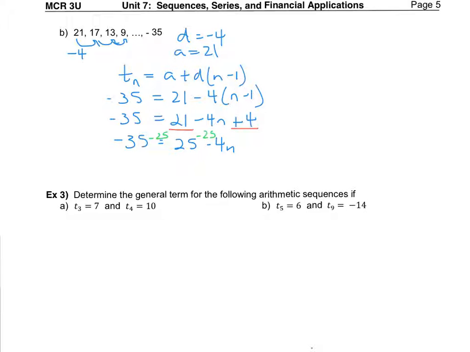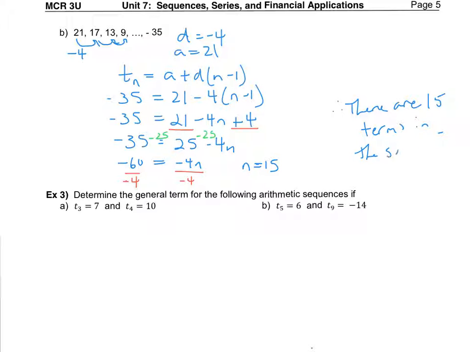-35 take away 25 is -60. That's equal to -4n. And then to get n by itself, divide both sides by -4. N should equal +15. So there's going to be 15 terms. Now, if it's a true sequence, your n should always be a natural number. It should be a number that's whole, no parts to it, and positive. All right, so therefore, there are 15 terms in the sequence.